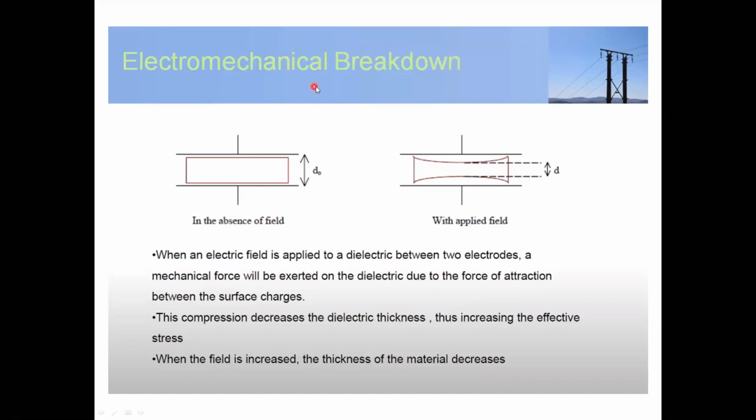That means the mechanical properties of the solid type dielectric material go on changing when it is subjected to very high voltage because of the force of attraction between the surface charges. Finally, when the field is increased, the thickness of the material decreases. Then breakdown takes place. So this is about electromechanical breakdown.